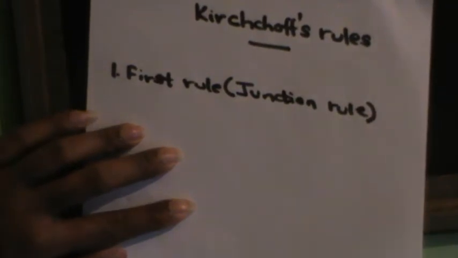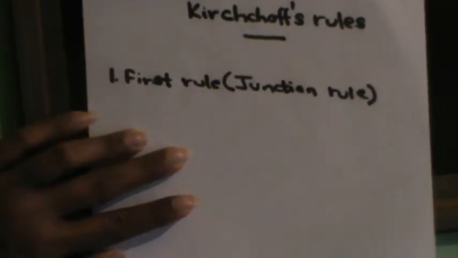It says that the algebraic sum of the currents at a junction is 0. Now that's a little bit complex. What actually happens is the algebraic sum of the currents at a junction. If I take a junction to be like this, and I have a current of 5 amperes here, a current of 6 amperes here, and a current of some amperes here, say I.